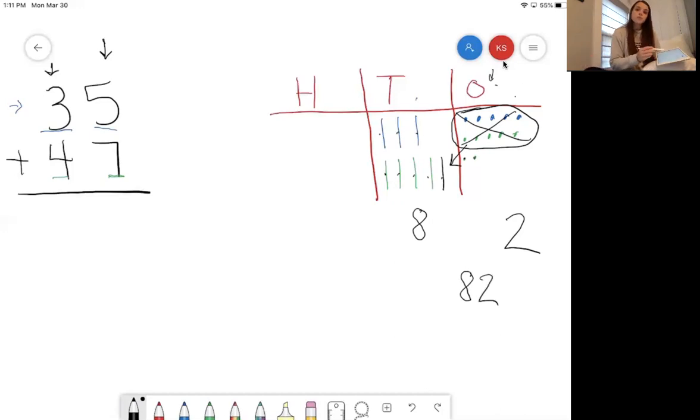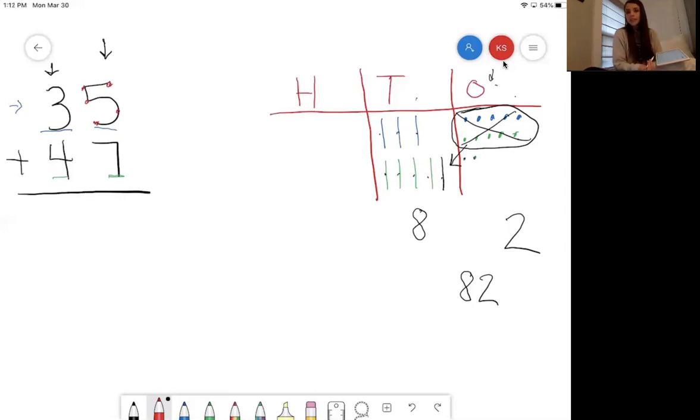Now I'm going to go back over to my original addition problem and solve it a traditional way and see if I get the same answer. So to do this, I'm going to start in my ones column because ones always comes first. I can do 5 plus 7, or I can do 7 plus 5, because when I'm adding, I can go in any order. So I'm going to do 7 plus 5. 7, 8, 9, 10, 11, 12. 7 plus 5 is 12.